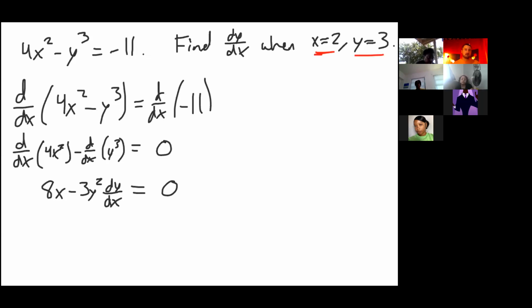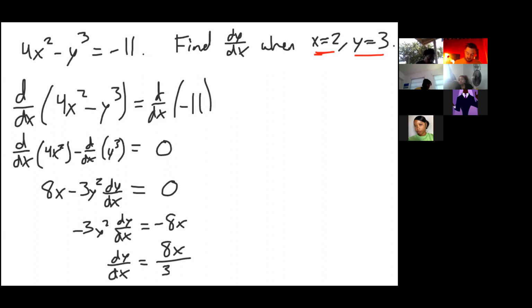Technically, you could plug in the values for x and y here and solve for dy over dx. It doesn't really matter. But just so some of y'all see that you got the correct equation for the derivative, dy over dx. Sorry, I said implicit equation. Subtract 2x from both sides, and then divide by a negative 3y squared. Well, those negatives will cancel each other out. I'll be left with 2x divided by 3y squared.